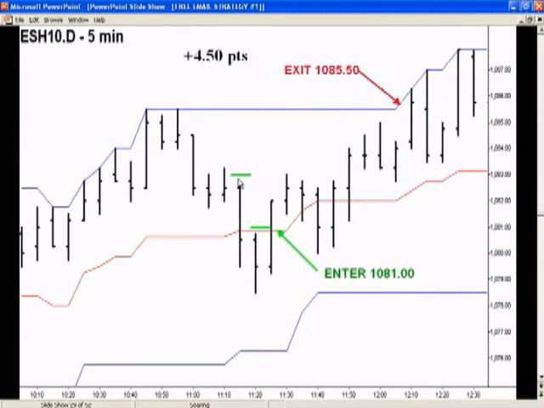This is now a setup bar. We can go long if we trade one tick above here, which we never did. So now this is our setup bar. We trade one tick above here. We entered at 1081, and price resumes its upward trend. We exit at 1085.50, 4.5 points in about a half hour or so.